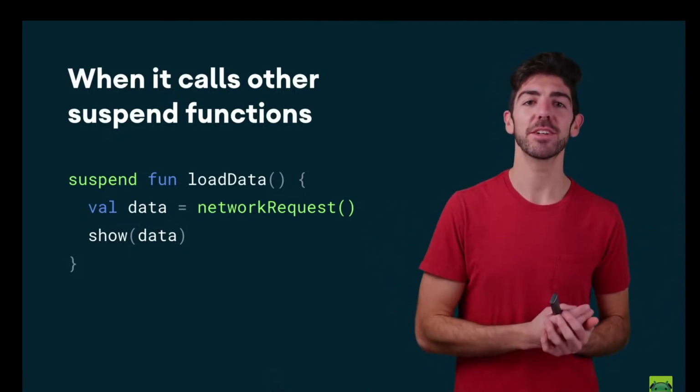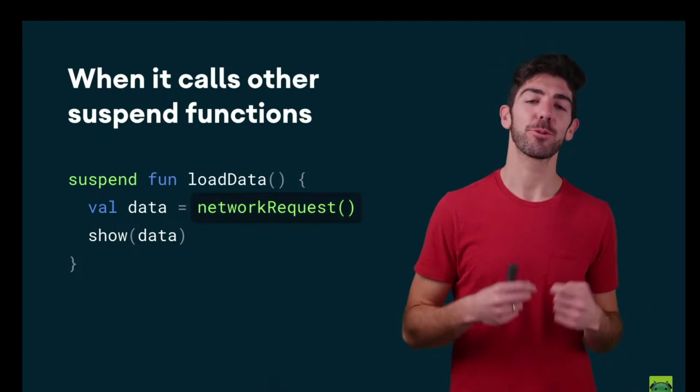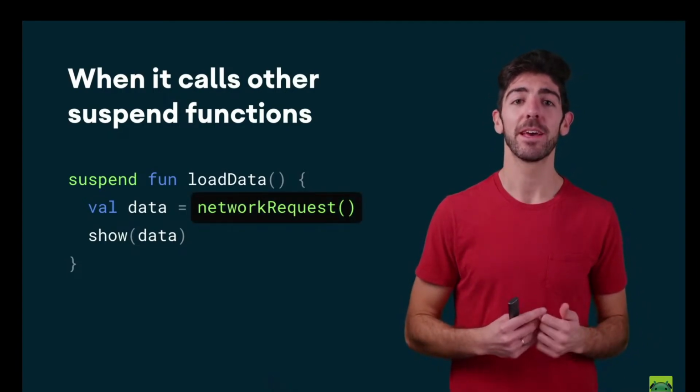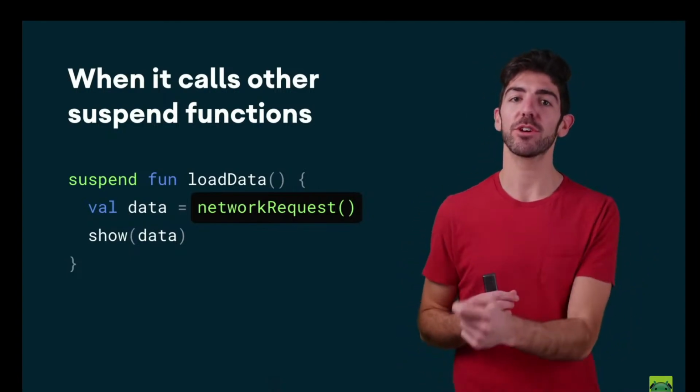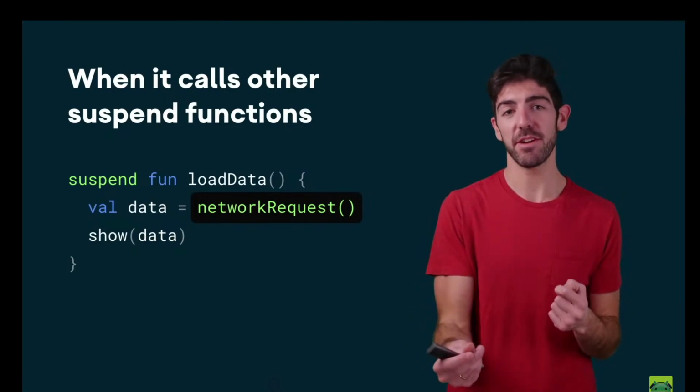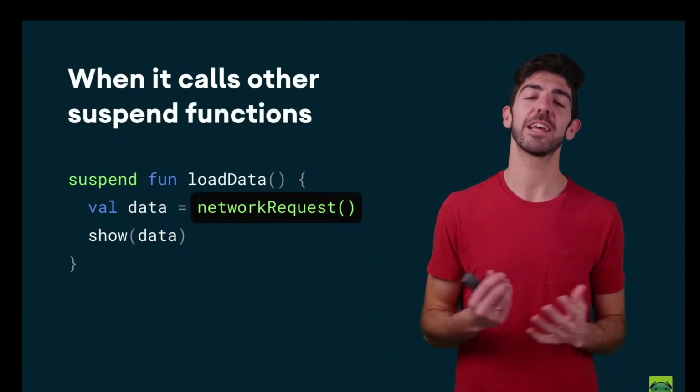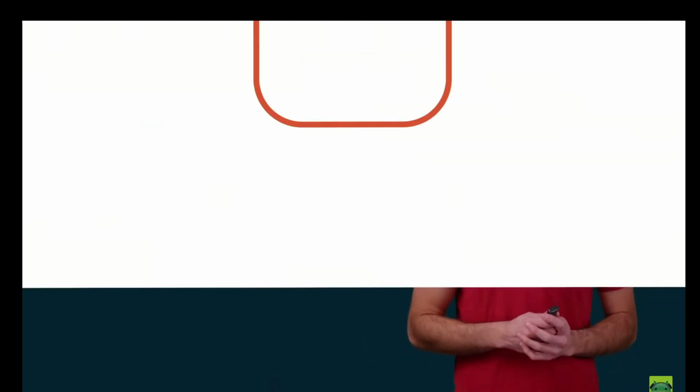Why is that a suspend function? Because it calls networkRequest. That is also a suspend function. Why is networkRequest a suspend function? Well, because it calls withContext, and withContext is a suspend function that comes from the coroutines library. This is the reason why.